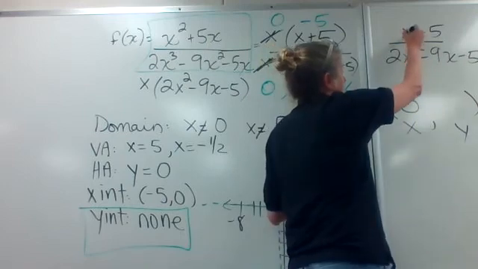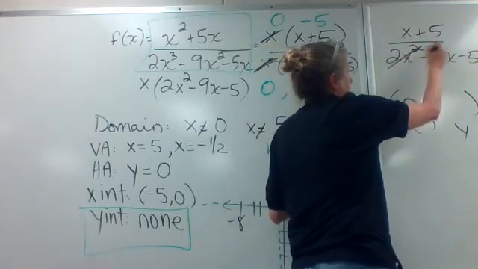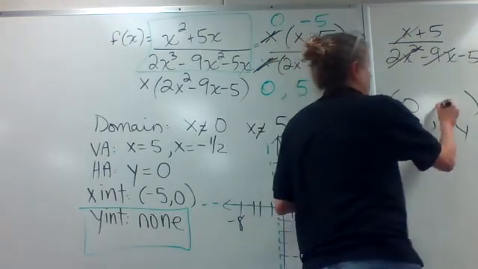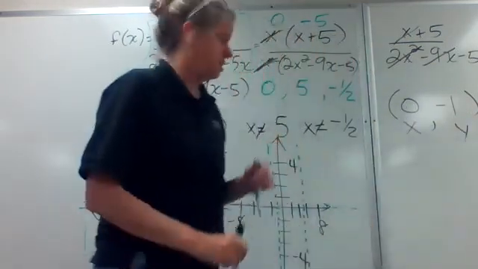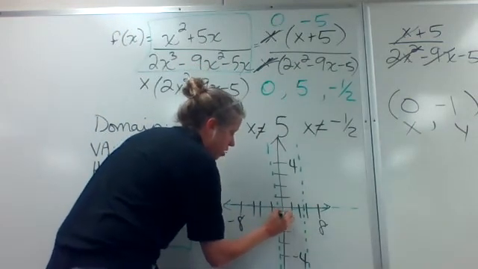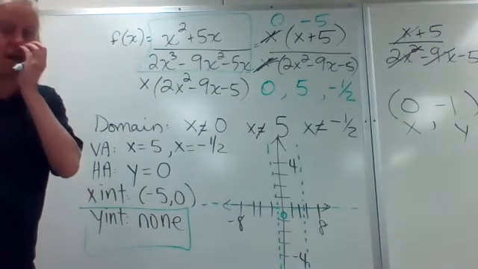So what's left if I replace all these x's with zeros? Which is negative. That's where the hole is, at -1. So it'll come and there'll be a hole at 0, -1.